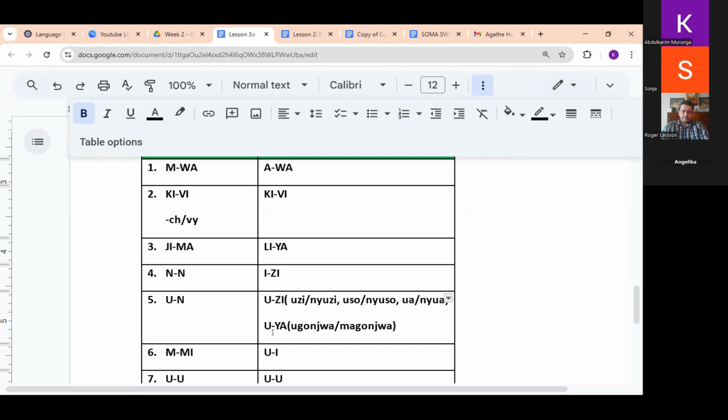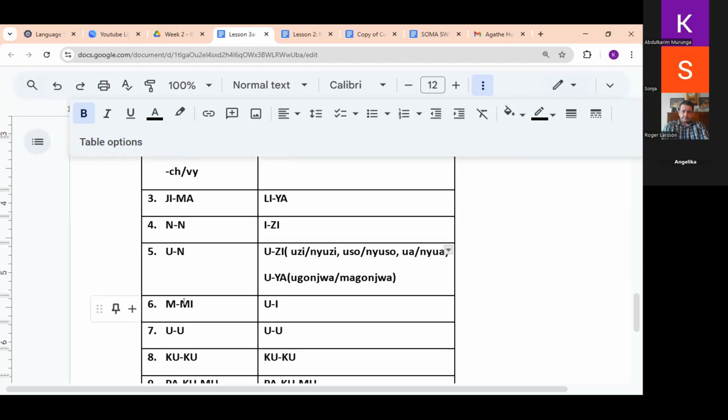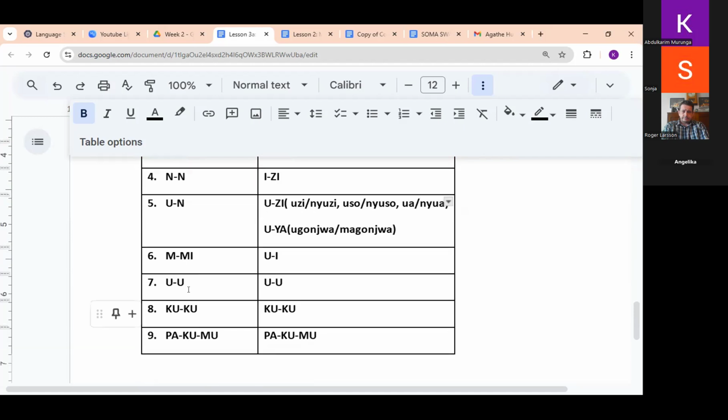And here we have ugonjwa, magonjwa. Ugonjwa is a disease, and if they say magonjwa, okay, we can continue. Then the MU-MI class, here they take the ue with the verbs. Abstract concepts, nouns such as ukweli, ukarimu, upole, they take it with the verb as well.